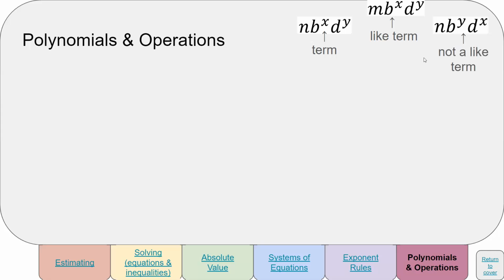So that is not a like term. I would not be able to add that to that first term that I have, that n, b to the x, and d to the y. All right, so looking at this, polynomials are just many-termed expressions.